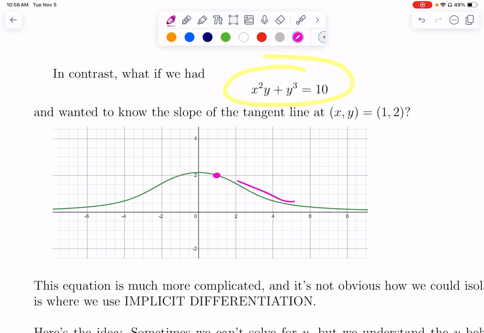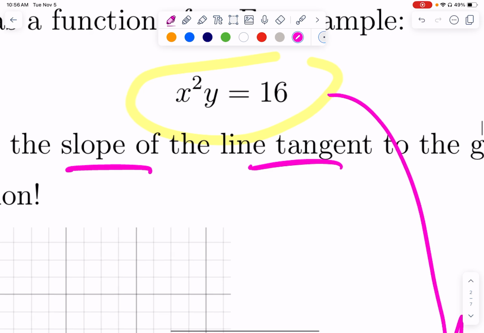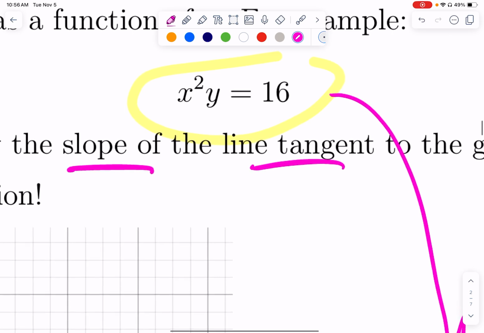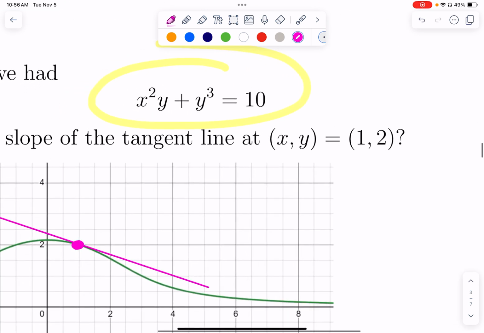And again, I could think about the tangent line, and I want to know what's the steepness. How steep is the graph at that point? Well, we can't do the same thing. In the previous example, y occurred only once, and it was very easy to isolate y. In this example, we're noticing we have y here and y cubed here.